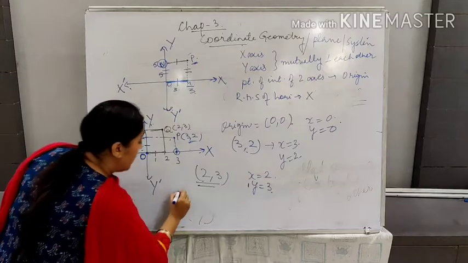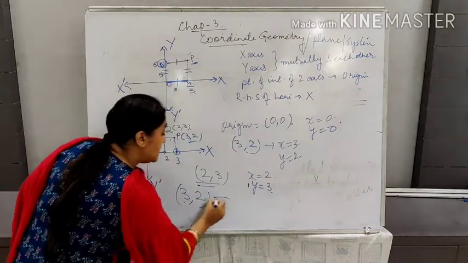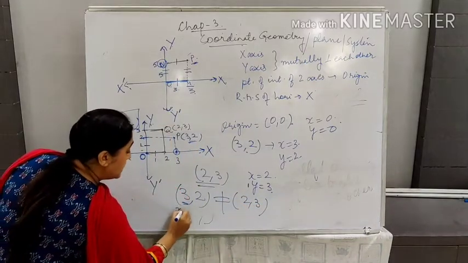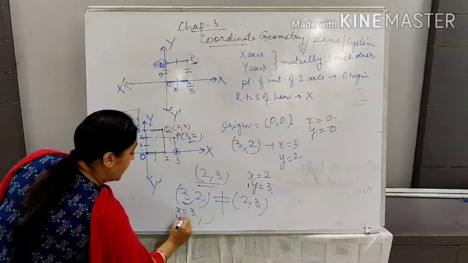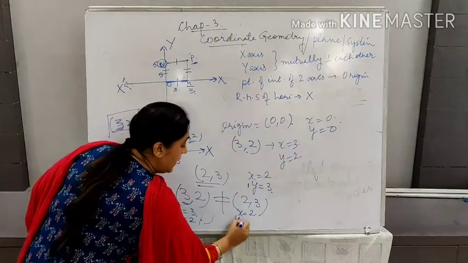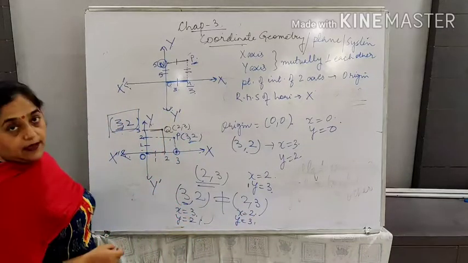So, what does it mean? It means the ordered pair 3, 2 is never equal to 2, 3. Why? Because x is equal to 3 here and y is equal to 2, and here x is equal to 2 and y is equal to 3. I hope this part is clear to you.